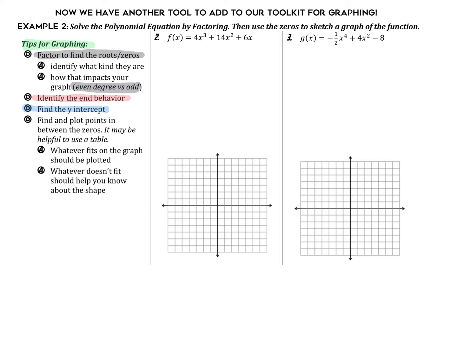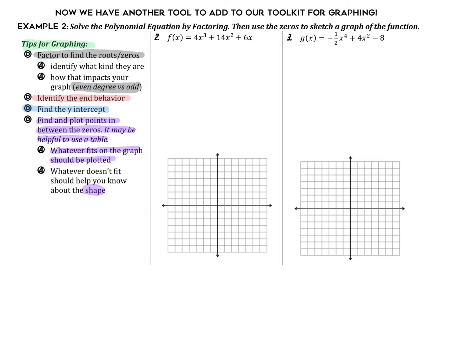Once you have that plotted, you're going to have some points on your axes, and we need to figure out what's happening in between those points. So you can make a table or you can just plug in values, but we want to find points in between our zeros, and we're going to graph whatever fits on the graph. And even if something doesn't fit, it still tells us a bit about the shape of the graph. So let's work through these steps on these two problems.